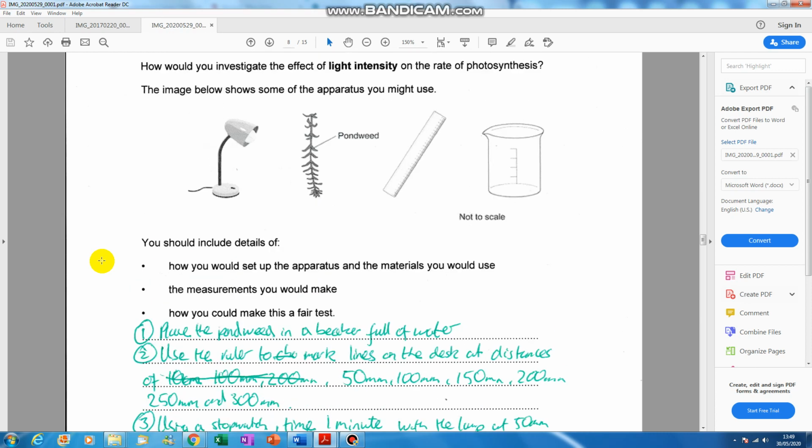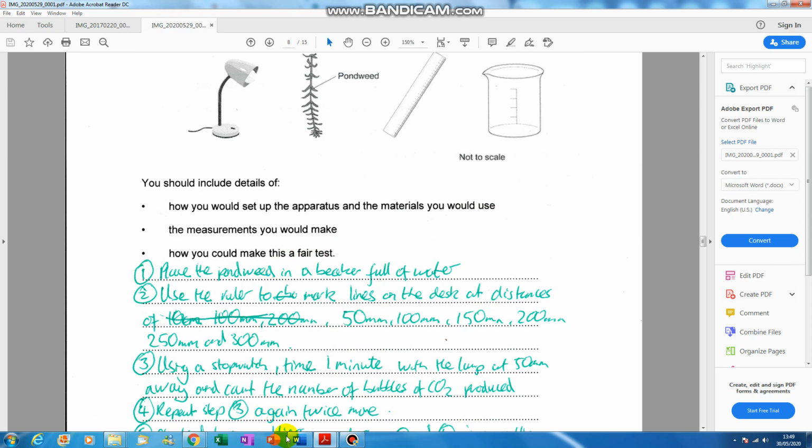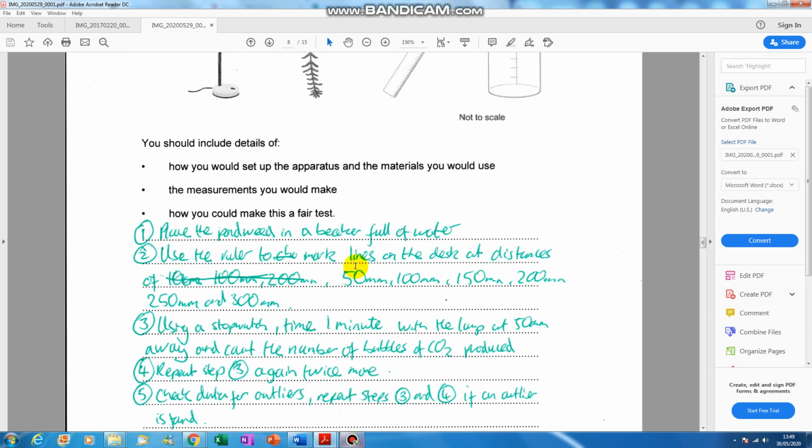So what I'm going to do is basically change the light intensity by moving the lamp a greater distance in steps away from the pondweed, which is going to be in the beaker, producing bubbles which you're going to count. So step 1, this is what I had. Place the pondweed in the beaker full of water, this bit here. Use the ruler to mark lines on the desk at distances of 50 mm, 100 mm, 150 mm, 200 mm, 250 mm, and 300 mm.